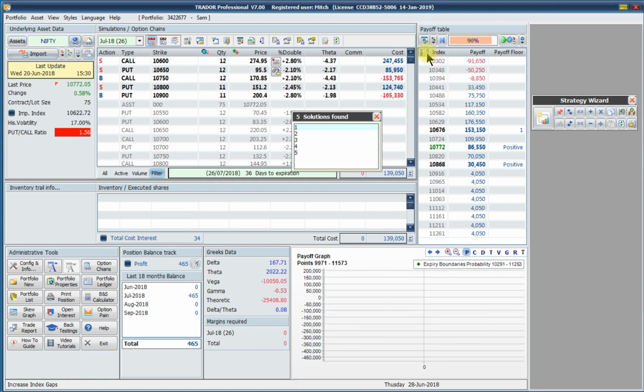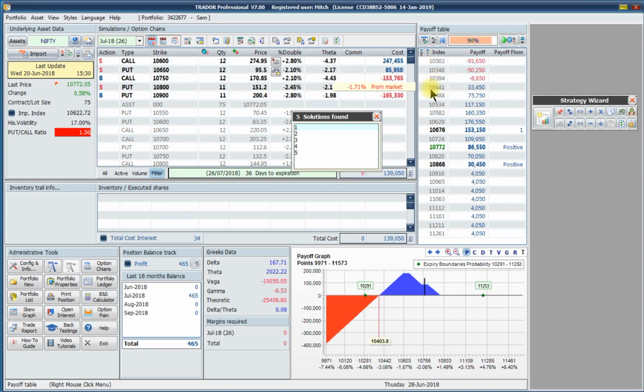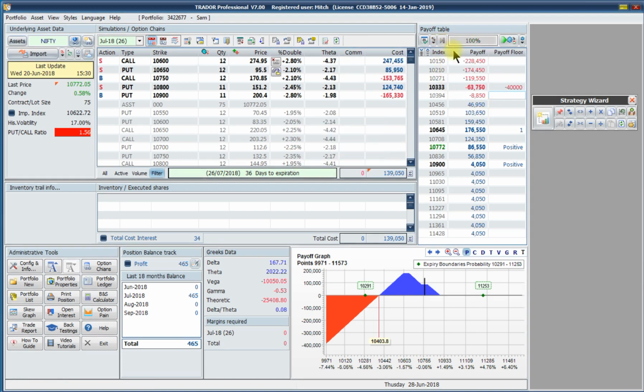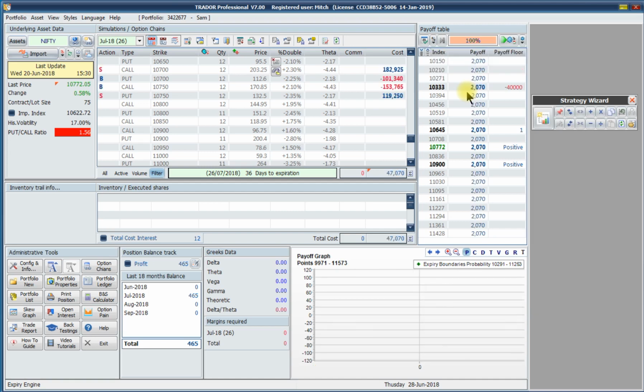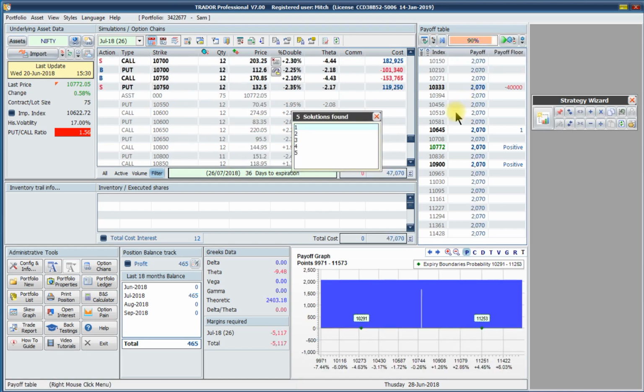Now I'll increase index gaps to widen the index scope, making an index unzoom resolution. The first solution shows that if market drops to index 10,333, there will be a loss of 63,750. So let's improve it by defining a minimum floor of negative 40,000, initialize the seek pie to start from scratch, and activate the engine again. The 10,333 index payoff matches, and the payoff is above the negative 40,000 defined.